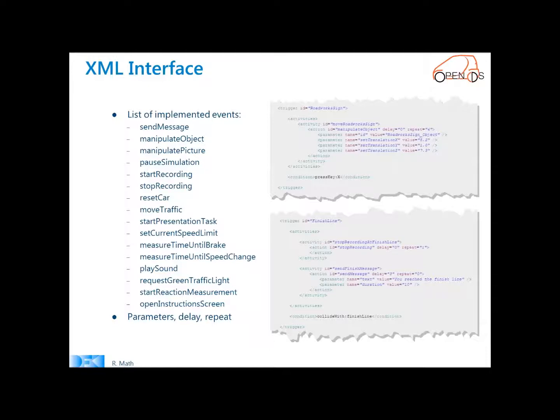On the right, you see just two examples. In the upper half we have an object manipulation, and actually we set it to a new position. So there are the parameters. You can set translation and three numerical values, and that means the object called roadwork sign in that case will be placed at another position as soon as the user presses the X key. I don't know if this is a sensible trigger in this condition, but it's for demonstration, I think, just okay.